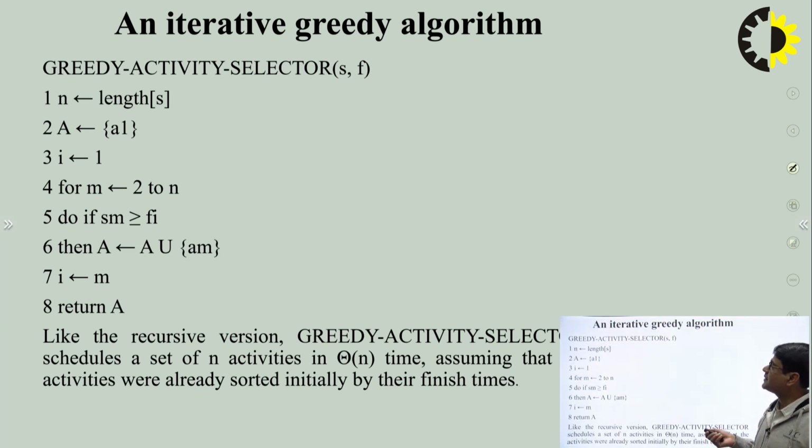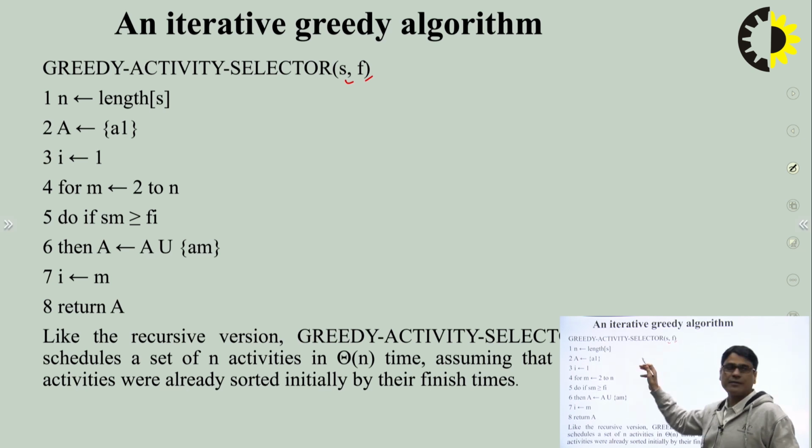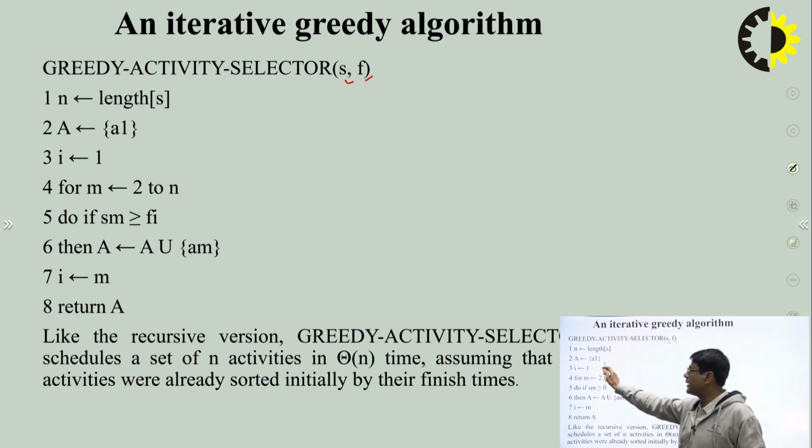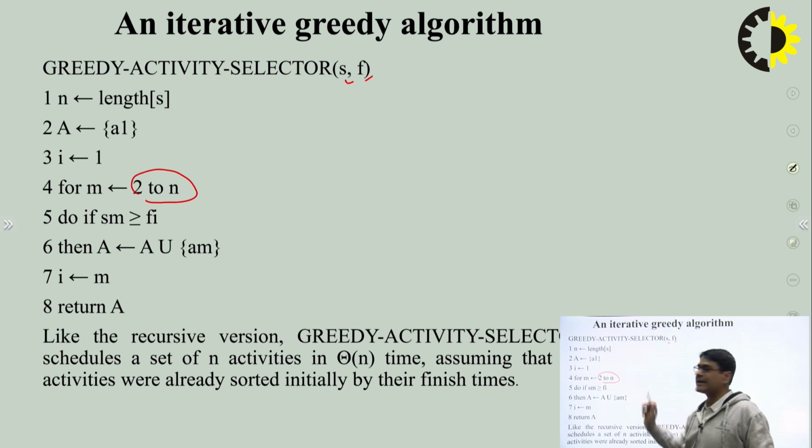Now the greedy activity selector is very easy. It takes only the start time and finish time. n equals length of S. Okay, n means length of S, that is how many items there are. We have to take A1 as the initial item, i equals 1. Now we have to process this from the second to the last item.